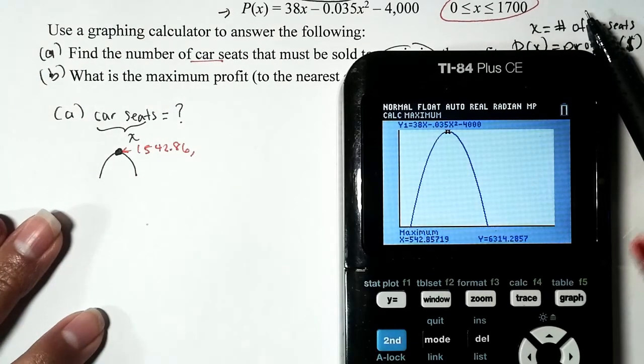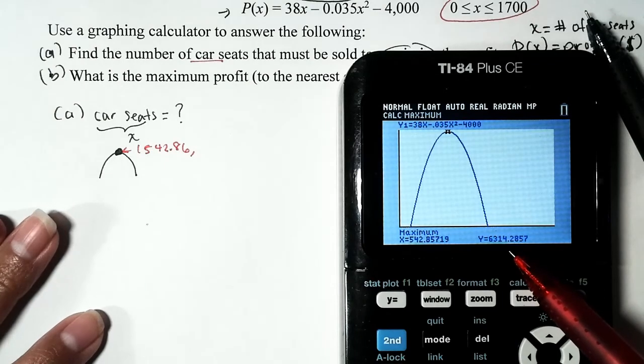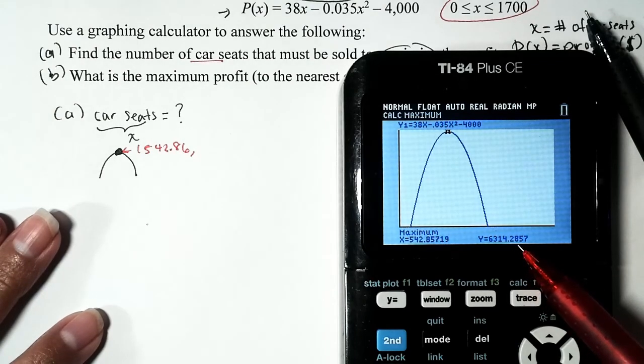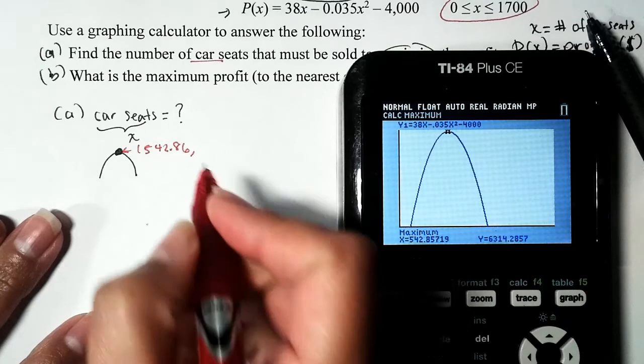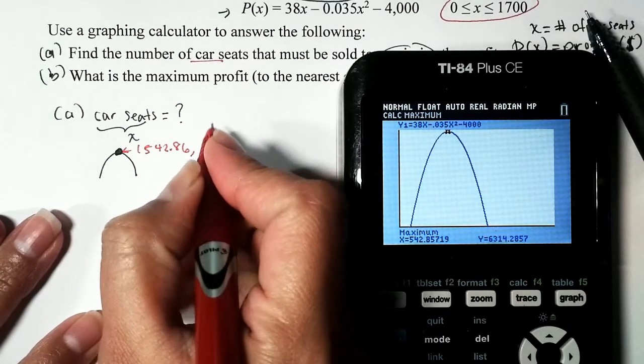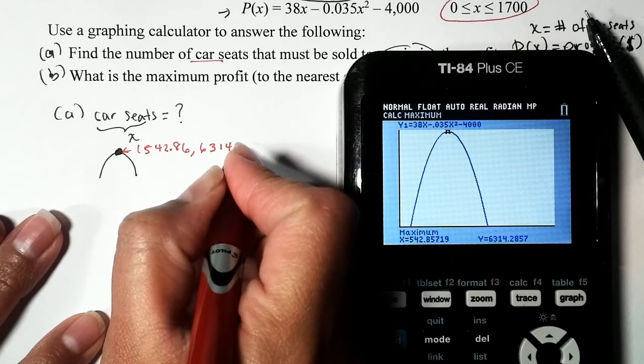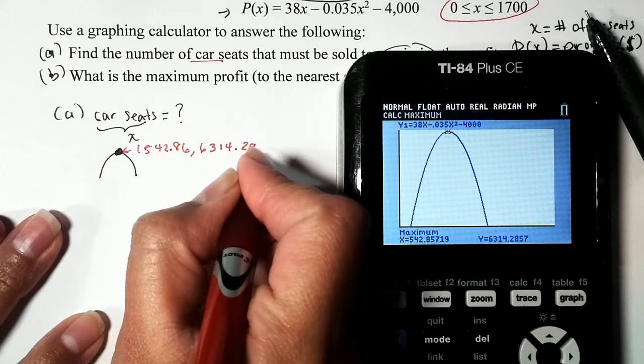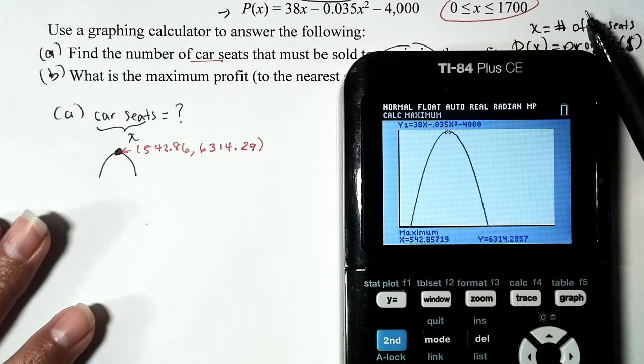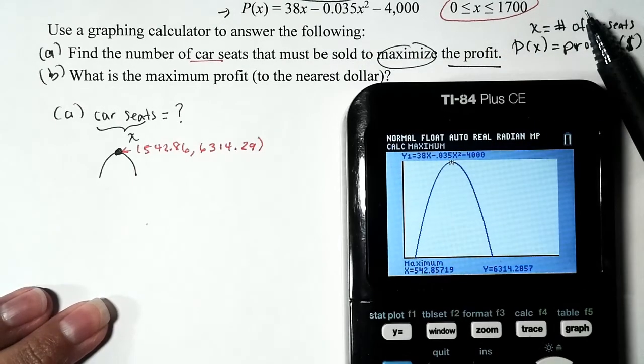And then the value of y is 6314.29. Okay, so to answer the question, find the number of car seats.